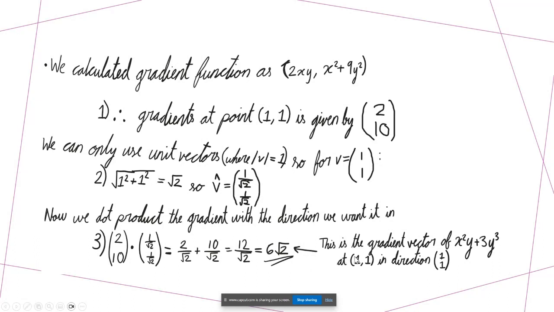6 root 2 is our final answer, and this is the gradient vector of x squared y plus 3y cubed at point (1, 1) in the direction (1, 1). And that would be what you need to say in your final answer, or that is what we've worked out, kind of.